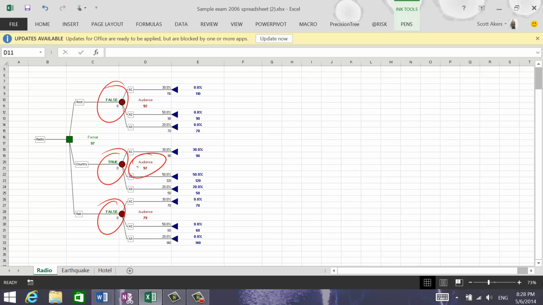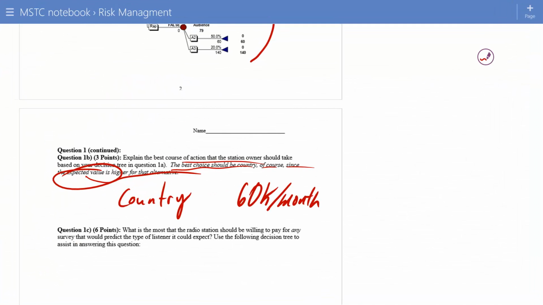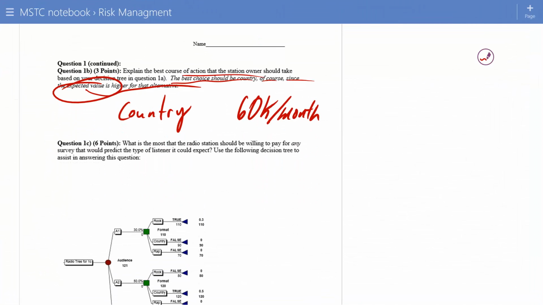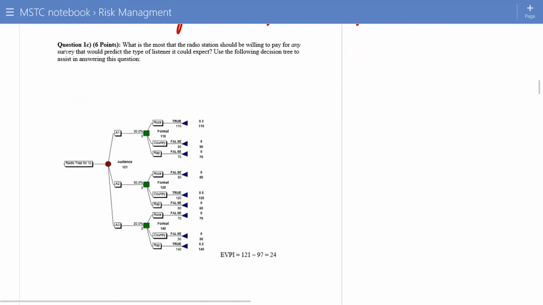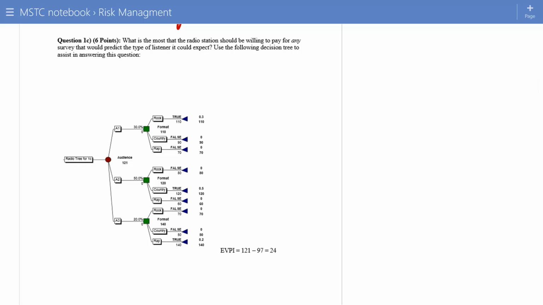Yes. So you're expected to make the most money based on country music. Correct. All right, so let's just write that: highest EV, that's like the aggregate. Yeah, highest expected value. So what is the most that the radio should be willing to pay for any survey that would predict the type of listener it could expect? Use the following decision tree to assist in answering the question.